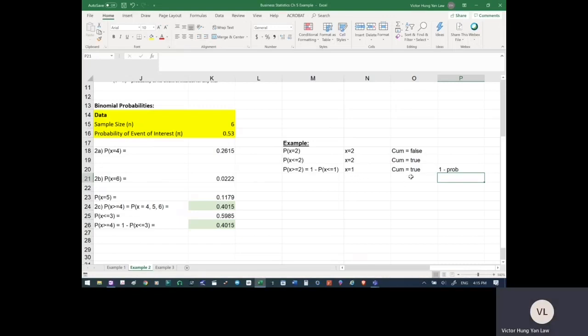And once we have done that, we take 100% minus the probability, and that will give you the probability of x is greater than or equal to 2. So those are the three scenarios that you need to understand. And all these three scenarios come from understanding the diagram that we drew earlier. And that's part A, part B, and part C.